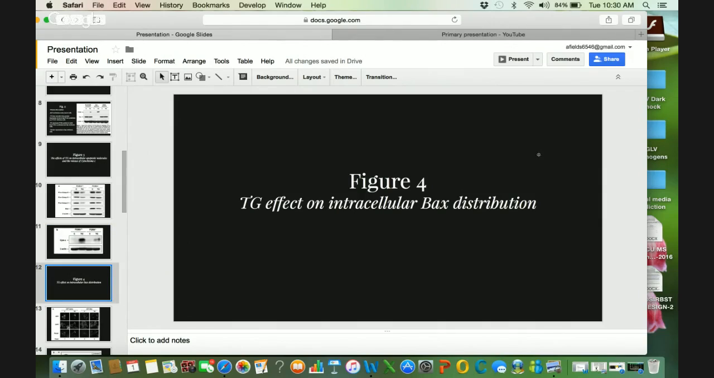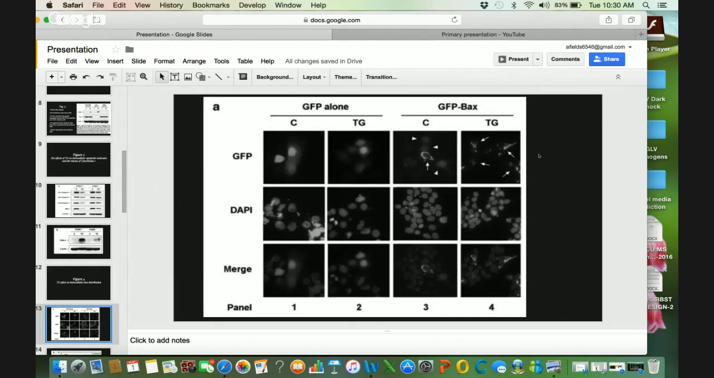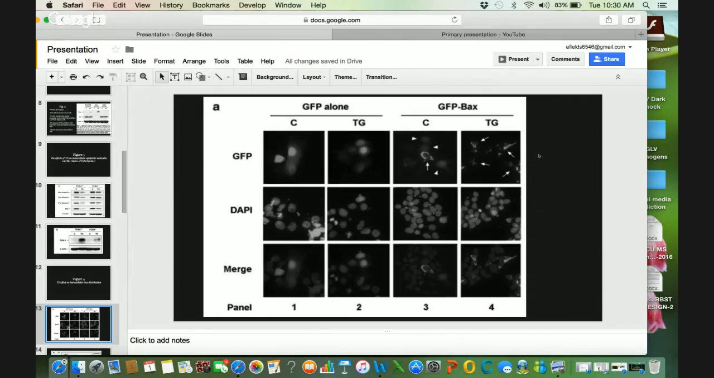Next, we're going to move on to figure 4, and that is the TG effect on intracellular Bax distribution. And for A, these are the cells being transfected, the MCF7 cells, and that's with the pEGFP Bax expression vector to express the GFP Bax.